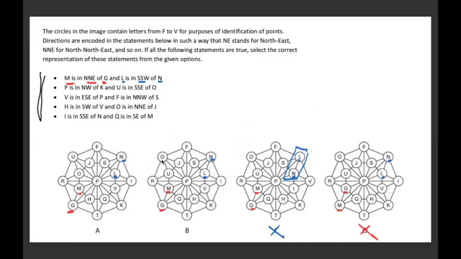Next, P is northwest of K. P and K is same in both, so let's not look at that. Next, we move to U is south, southeast of O. U is south, southeast of O. Here that is different. U is south, southeast of O. So this is the correct orientation. Here U is in the north, so this is wrong. The correct answer is option B here. Okay, we'll move to the next one.